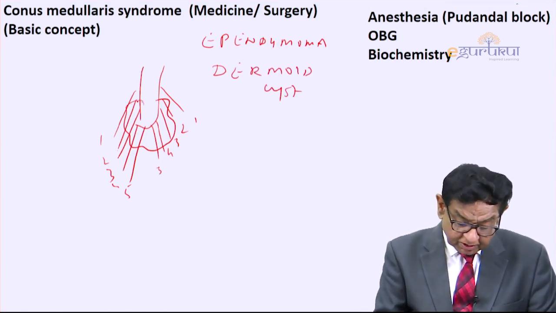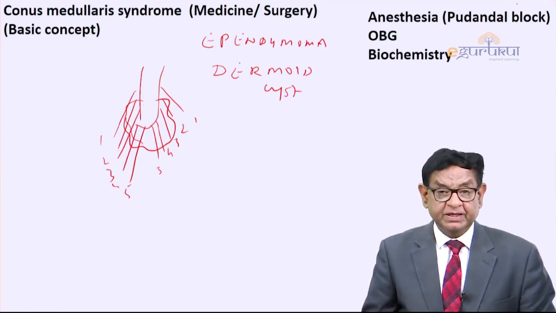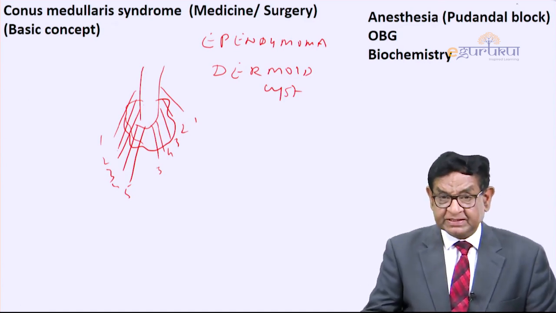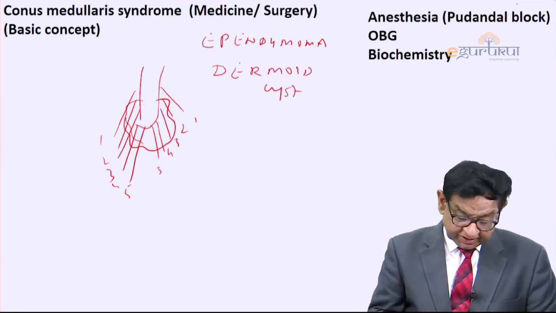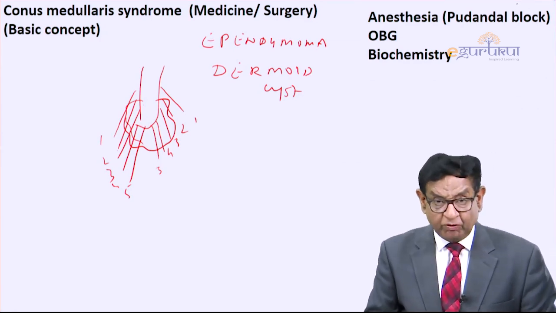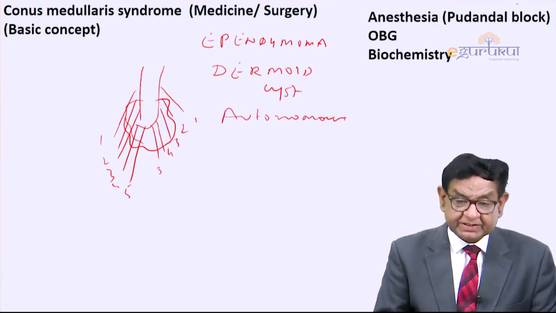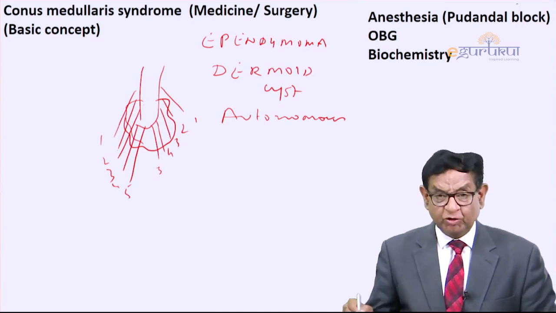So when this growth will grow, it will involve the sacral roots. Now, what will the patient have a problem with? We discussed the pathology: when the conus medullaris is involved, there will be distension with overflow, what we call an autonomous bladder. Well, suppose you are sitting right now in your OPD.